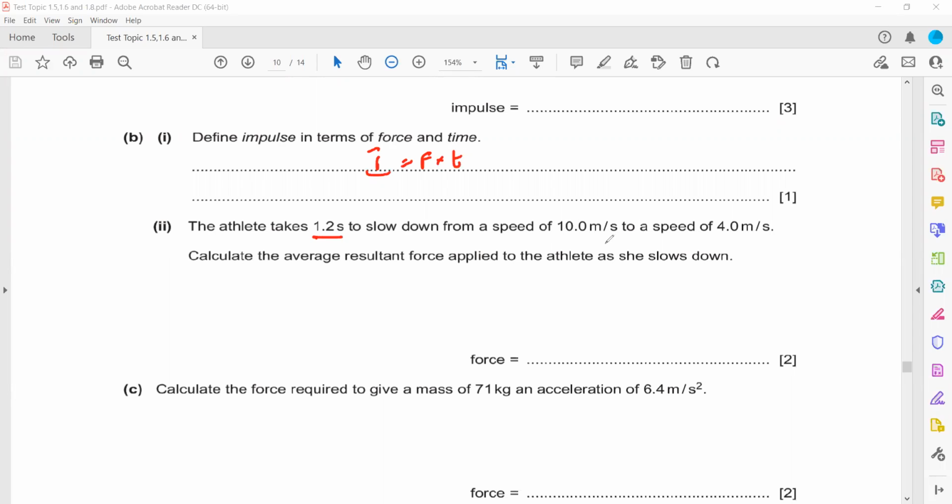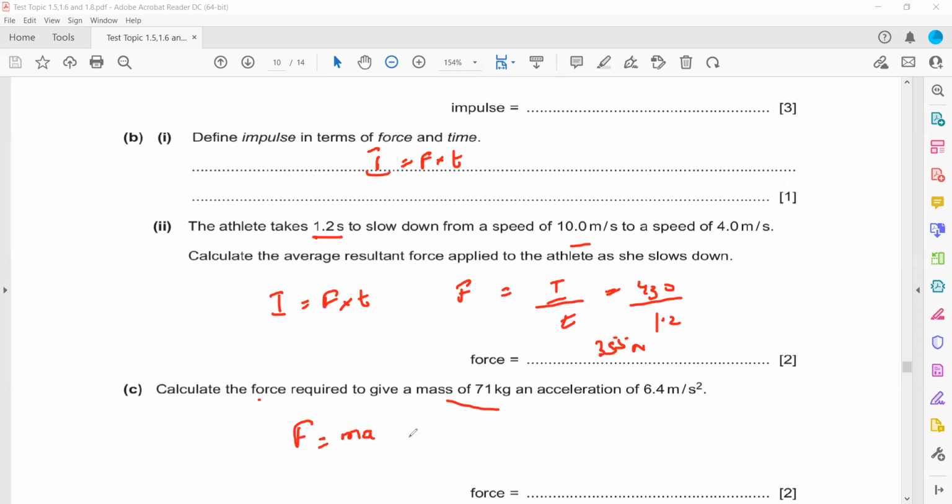It takes 1.2 seconds to change the speed. We need the average force. Impulse is force multiplied by time, so force is impulse divided by time. The impulse we already calculated was 430 and the time is 1.2. So 430 divided by 1.2 is about 355 Newton. Then calculate the force required to give a mass 70 acceleration. We have the formula which relates force, mass and acceleration: F equals ma. Mass is 71 and acceleration is 6.4. So 71 multiplied by 6.4 gives about 454 Newton.